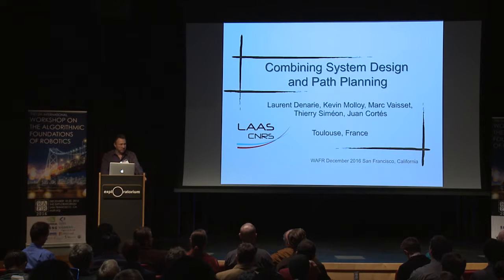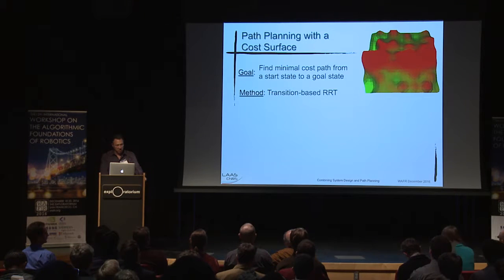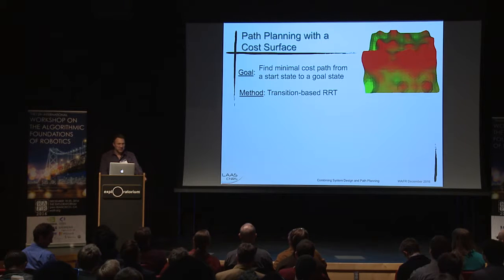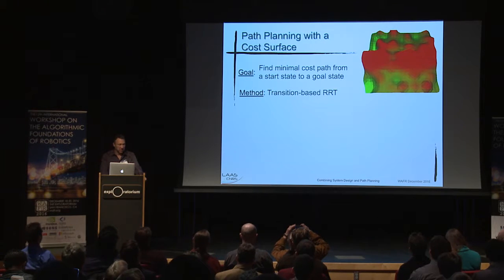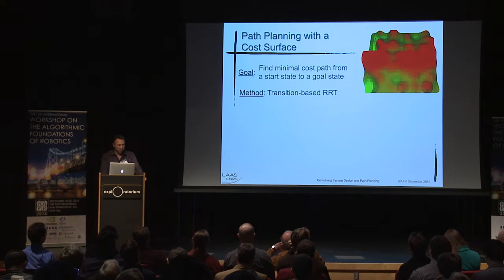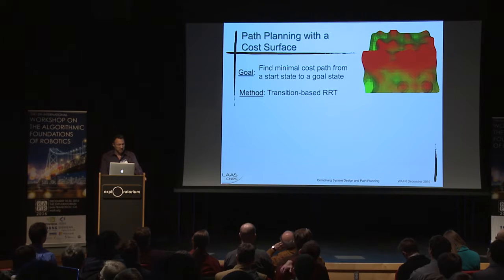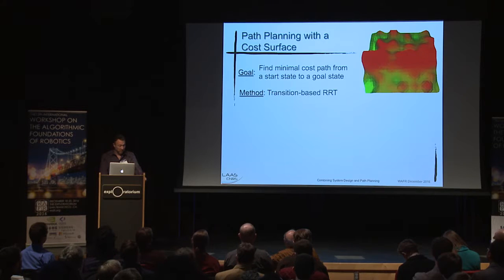So to start with, let's just briefly talk about path planning and a specific subspace of path planning that deals with a cost surface that's superimposed over our workspace. So the goal in that type of scenario is we want to find a minimum cost path from a start state to a goal state.